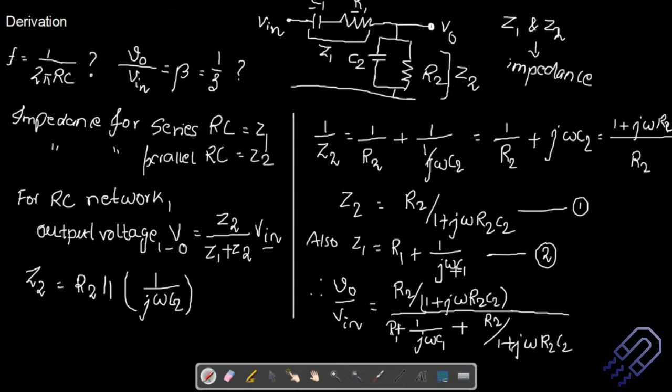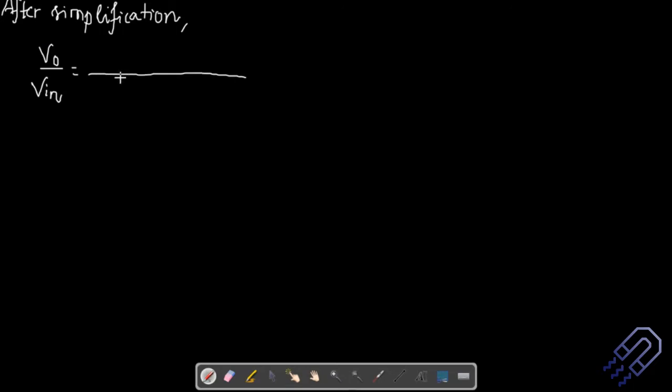What I will suggest all of you is to work on this and simplify it. It's quite trivial, we just have to simplify this. After simplification, this is just circuit analysis, that's all, so it should not be very complicated for you. After simplification, you're going to get something like this. This form is something which you're looking for right now. V naught divided by V in is equal to, and on the top we actually have got J omega. I suggest all of you please check it.